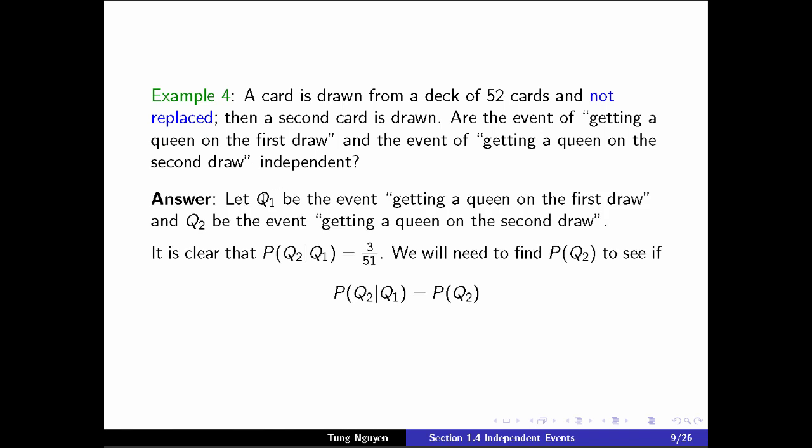So this time we call Q1 the event of getting a queen on the first draw, Q2 the event of getting a queen on the second draw. Then it is clear that the conditional probability of Q2 given Q1 is 3 over 51, because there are 51 cards left, with only 3 queens among them, because we already drew a queen the first time. So we will compute P of Q2 to see if this equation holds.